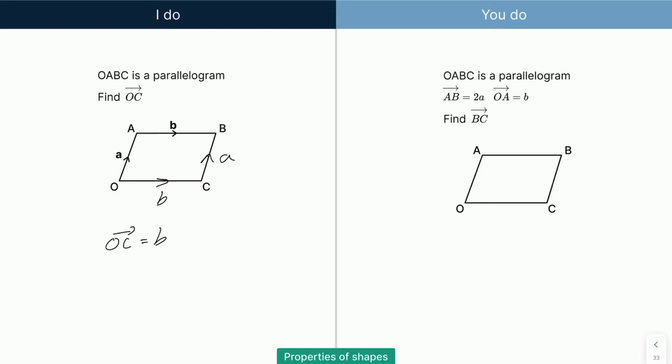So on the right, we have no labels given. Let's read the question. So OA is B. So like I said, if you know what this is, you automatically know what this is. They're parallel. And it says AB is 2A. So A to B is 2A, which means I automatically know what this is. And then the question is asking, what is B to C? How do you go from B to C in this direction? Because we're going in the opposite direction, B to C is going to be minus B. And in fact, you could have even gone down this way and gotten the same answer.